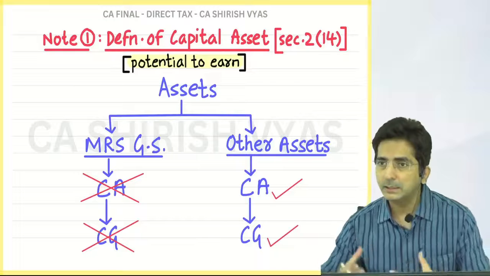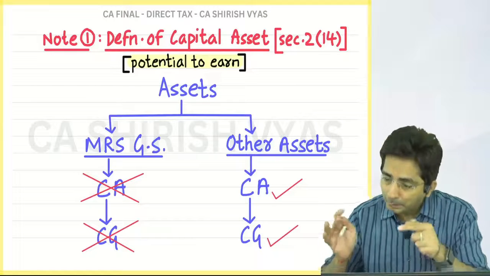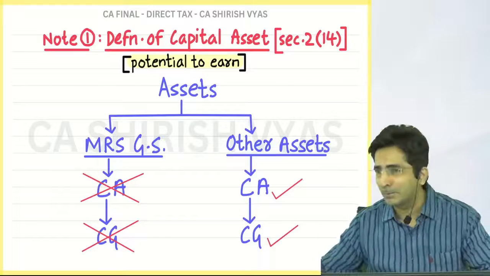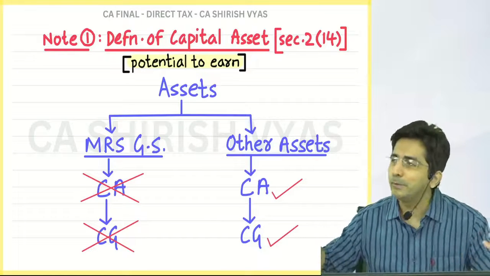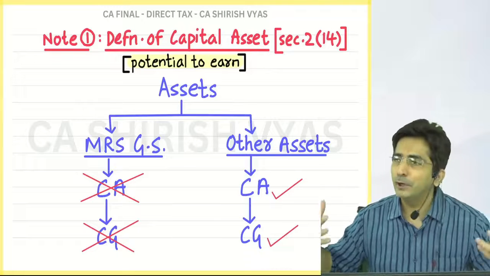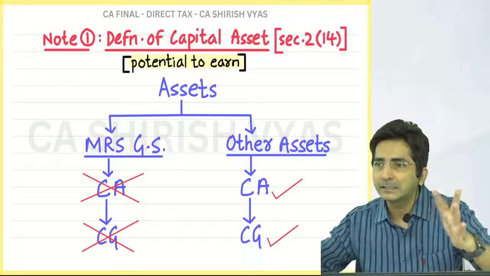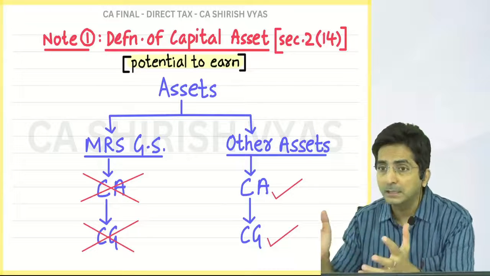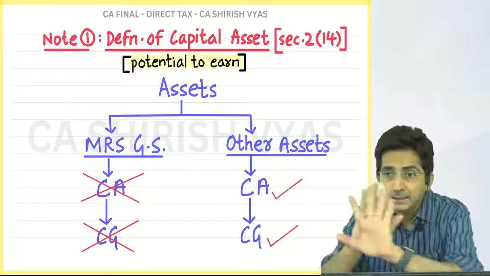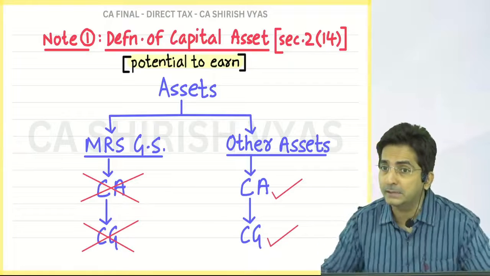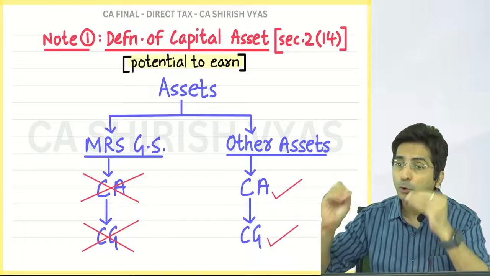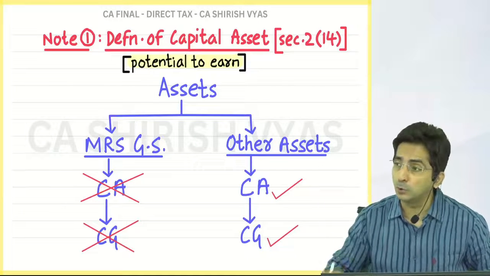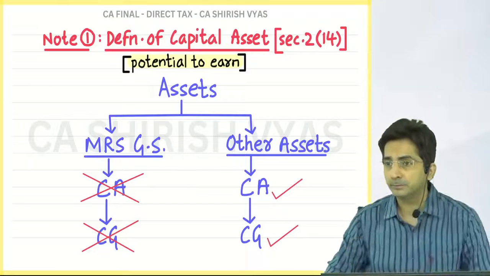So we understand land has potential to earn, but because it is used for agriculture in a rural area by a farmer, the government wants to give importance to that. And the way of giving importance is what? It is exempt from capital gains. That means if a farmer sells his agricultural land, he doesn't have to pay tax on the capital gains. Even if he makes profits of 2 crores, no tax. This is because the government wants to give importance to agriculture.